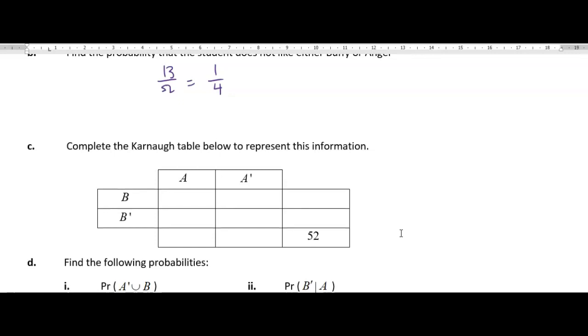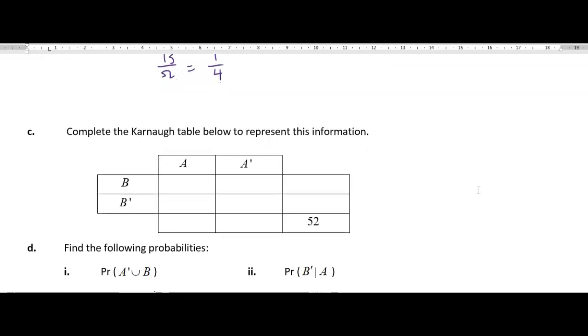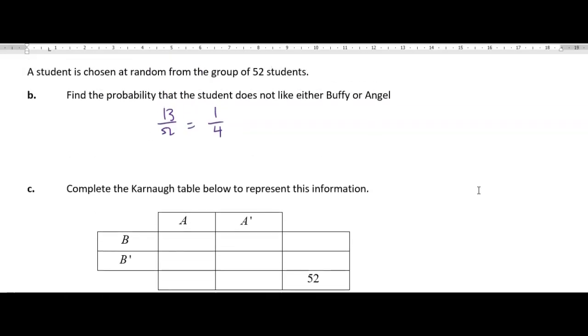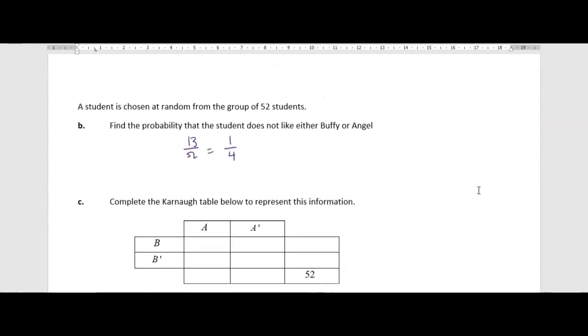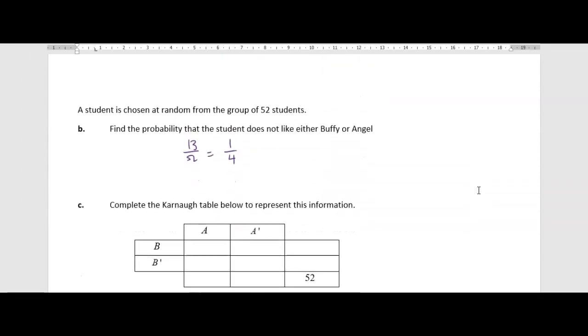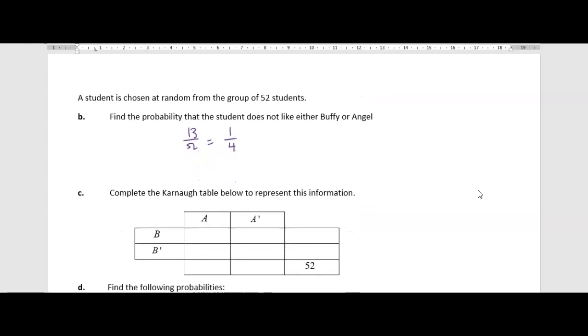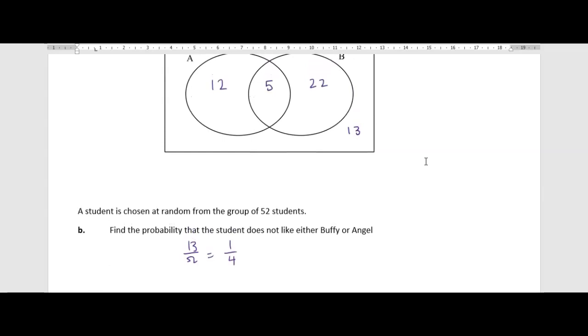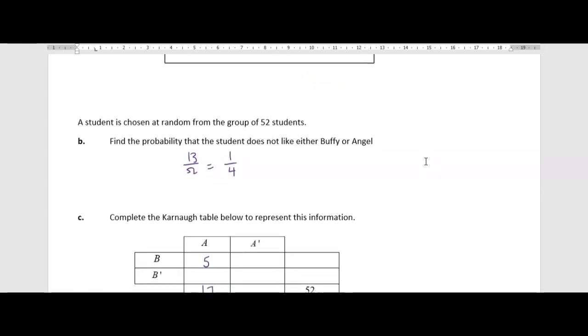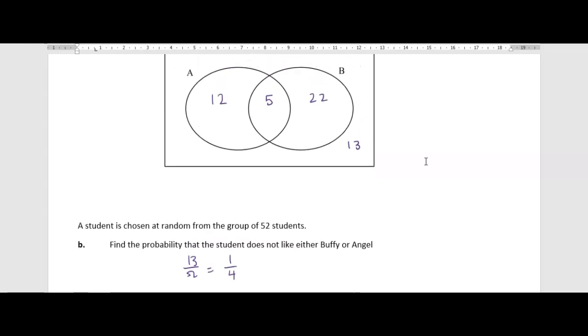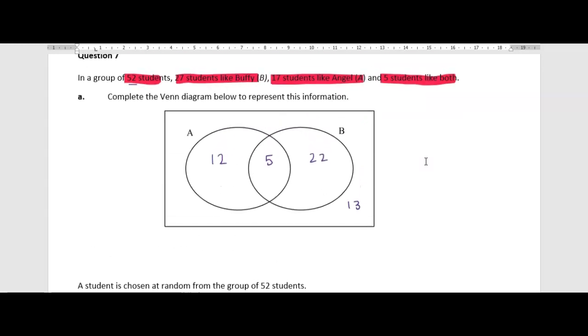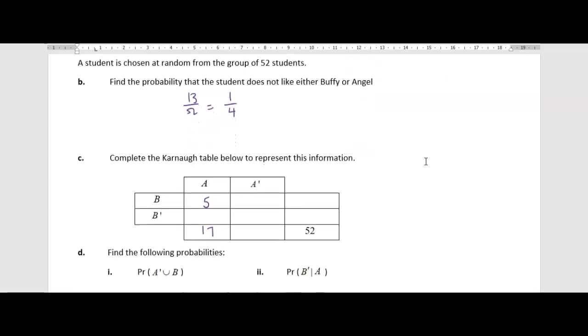Complete the Karnaugh table below to represent this information. We did refer to it as a two-way table, but it's just another name for the table. I need to be able to see the values. So A and B is 5. And how many liked Angel? It was 17 from memory, is that right? Where did I get 17 from? Oh yeah, that's right. And 27 like Buffy. Now I've got enough information.